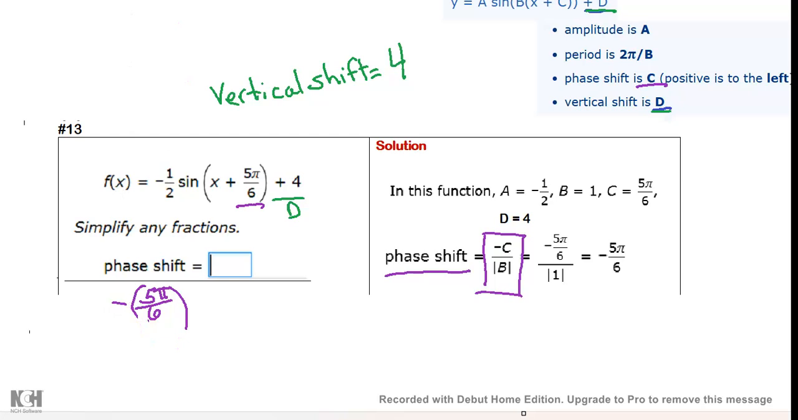So 5 pi over 6 over B. And this is B. There's nothing there, so we can assume it's a 1. Right? So that negative is going to make it negative 5 pi over 6. And if that's over 1, it's simply negative 5 pi over 6.